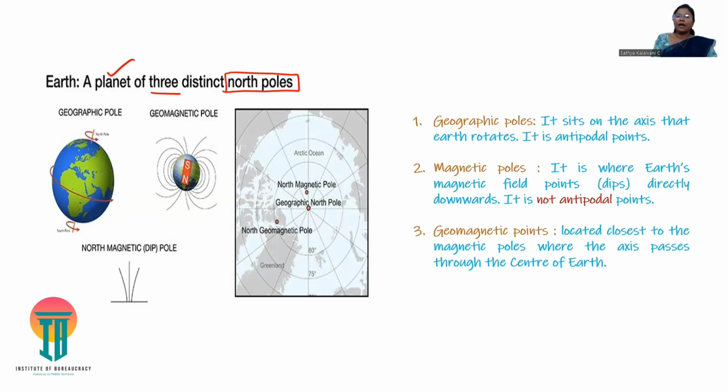OK, what are geographic poles? Earth rotates, right? Earth has rotational motion. So the axis about which the earth spins is what we call the geographic north pole and geographic south pole. The conceptual point to note here is this: it is an antipodal point. Antipodal point means when you connect these 2 points, the geographical north pole and geographical south pole, the line passes through the center of earth. If we connect those two points, that line passes through the center of the earth. OK, that is your geographical north pole and south pole.